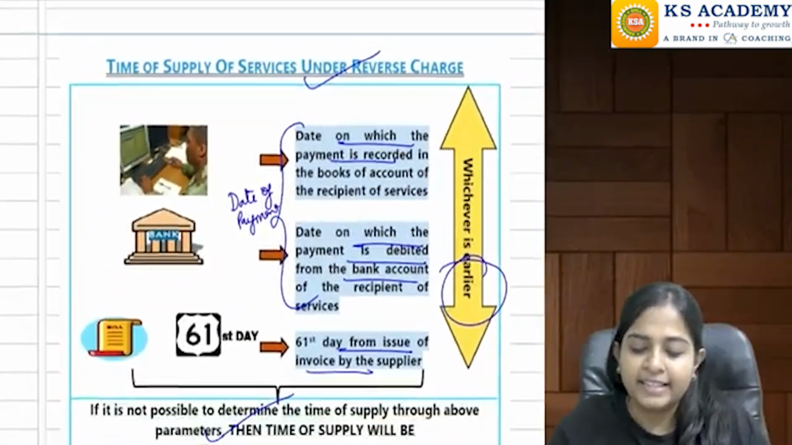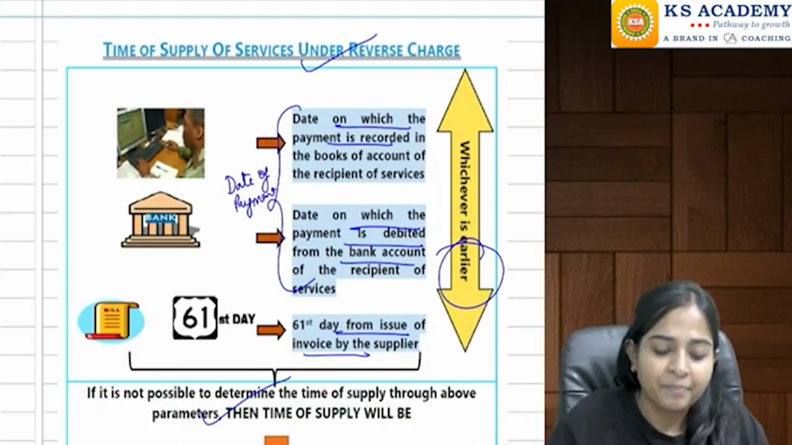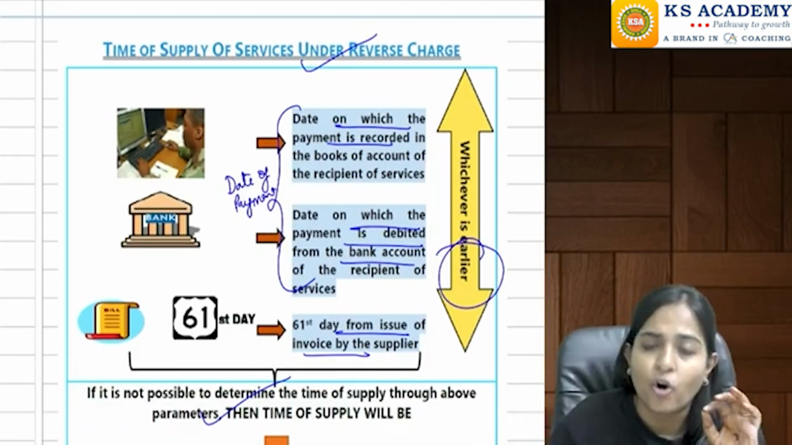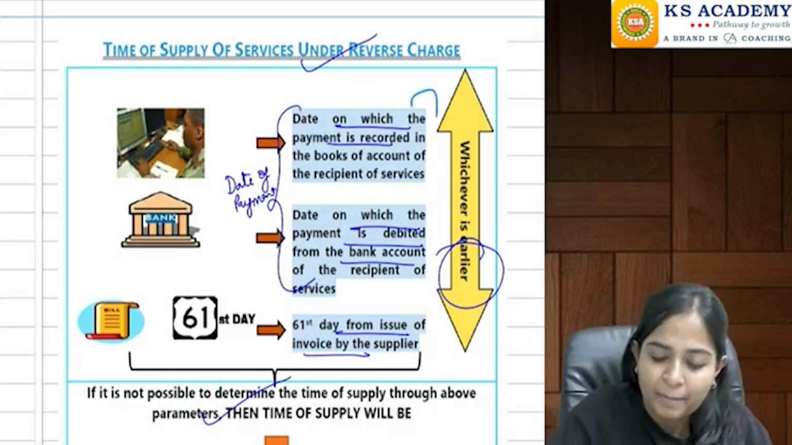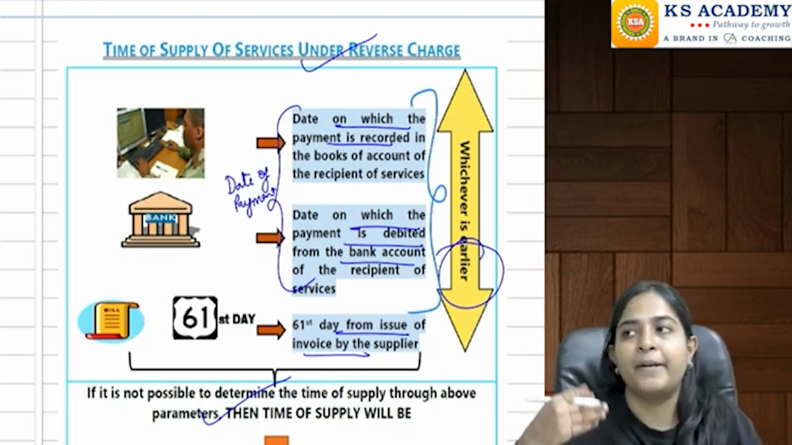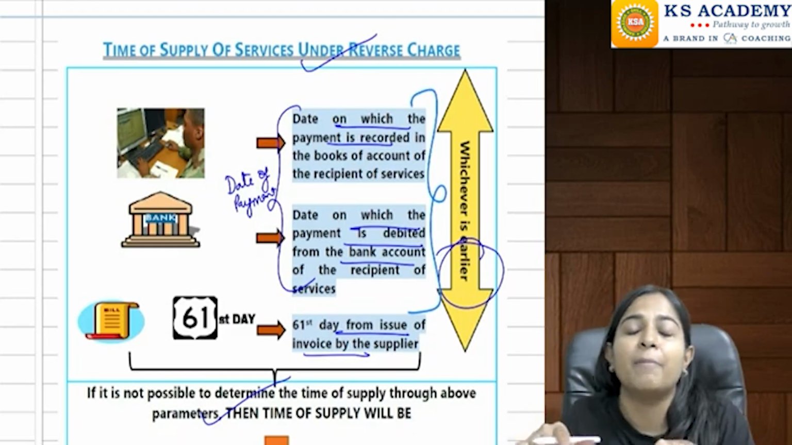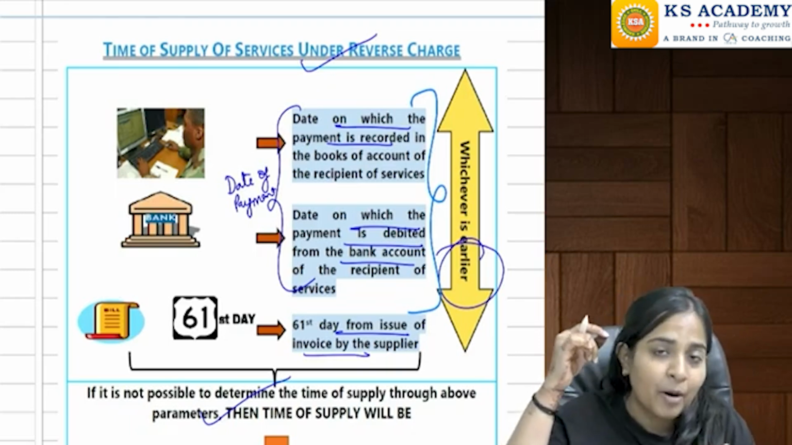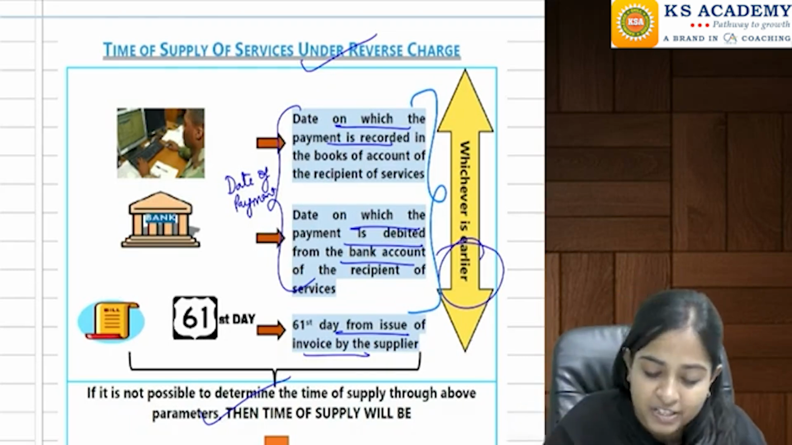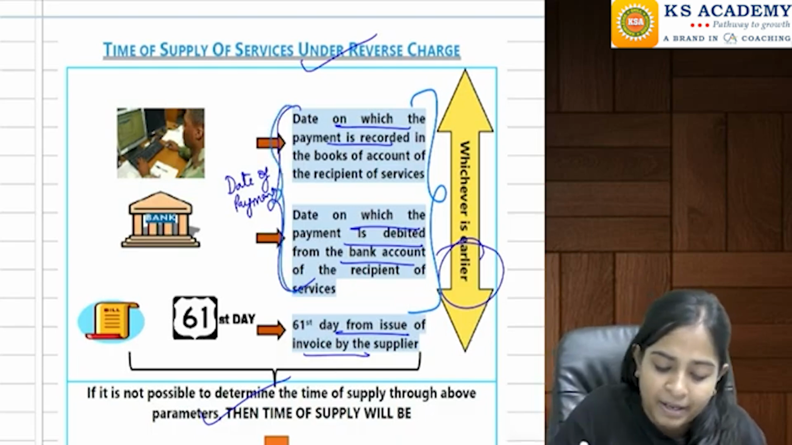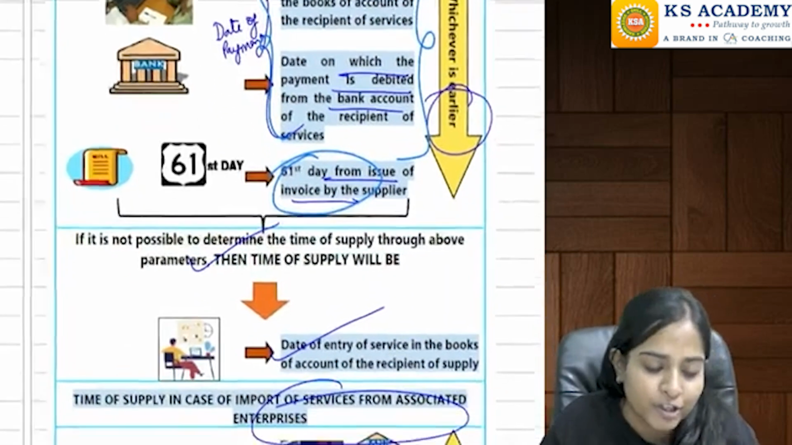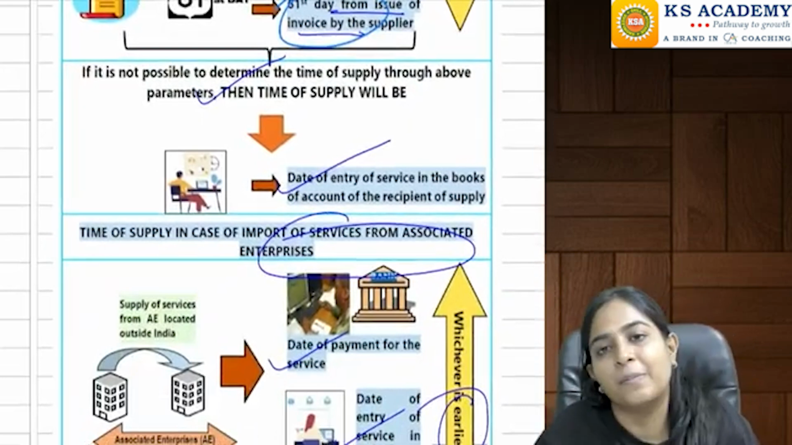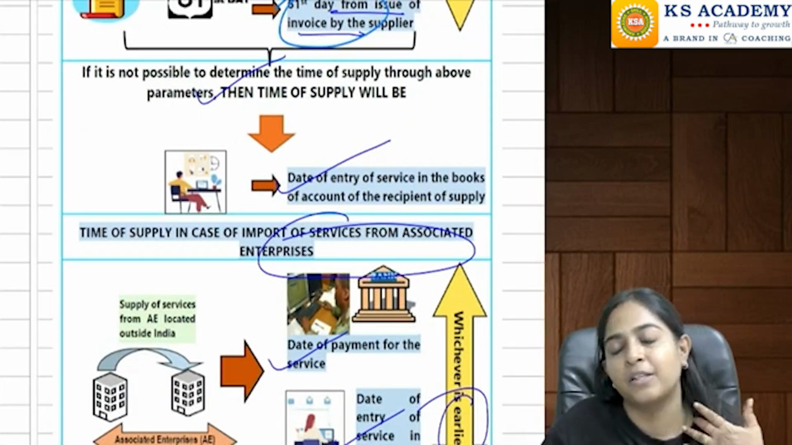Chalo, can we try it from the chart? Time of supply of services under reverse charge mechanism. Normal reverse charge: the date of payment. This is from the point of view of the recipient. So, the date when the recipient has recorded the payment in his books of accounts or the date when the amount has been debited from his bank account, whichever is earlier. So, this becomes your date of payment, or 61st day from the date of issue of invoice by the supplier, whichever is earlier.